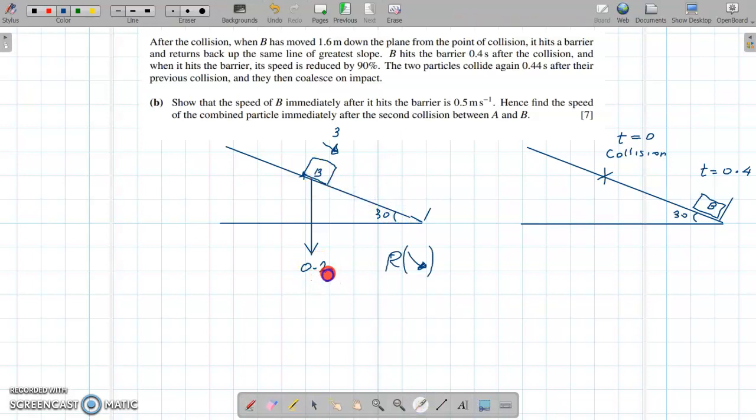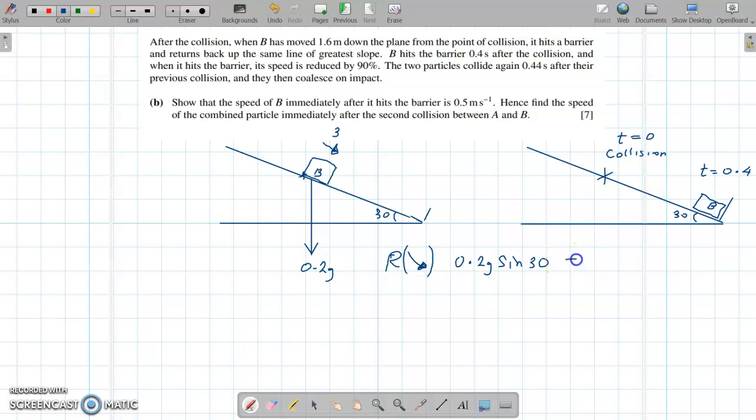So this 0.2 g has a component down the slope, and it's either going to be 0.2 g cos this angle, or it's going to be 0.2 g sine 30. So I prefer to use the 30. Okay, so that's going to be 0.2g sine 30, and that's it. That's the only force we've got. Okay, so there's our F.